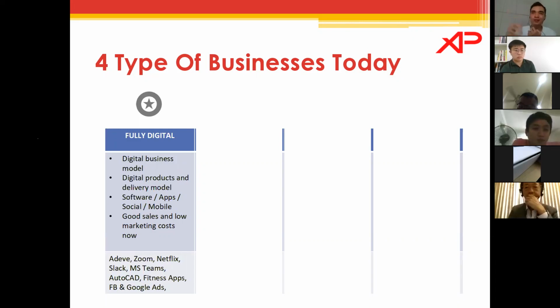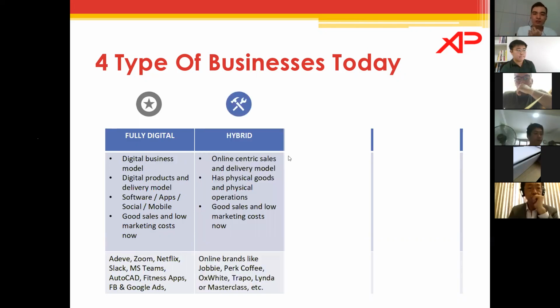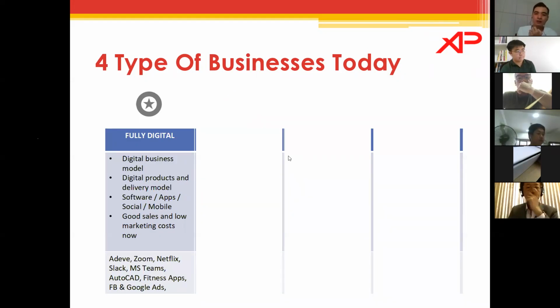Services making money, the video conferencing all making money. But if you see some of the examples, I'm pretty sure everybody is watching their Netflix, right? And Slack, Microsoft Teams, these are collaboration software, engineering software, fitness apps, right? Facebook and Google ads, they're all making money during this time just because they are fully digital and there's no sort of anchor to the physical product.